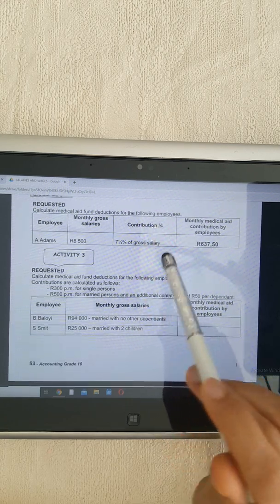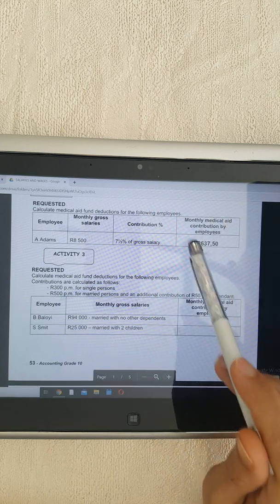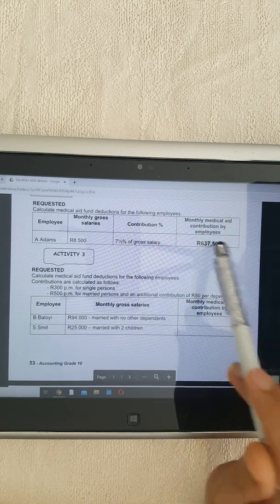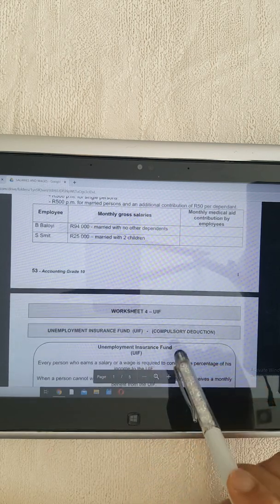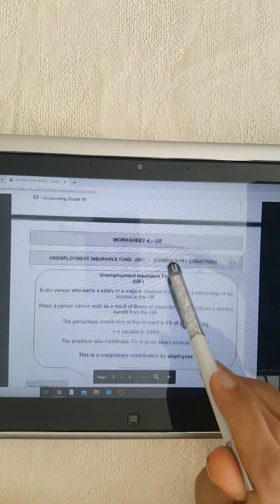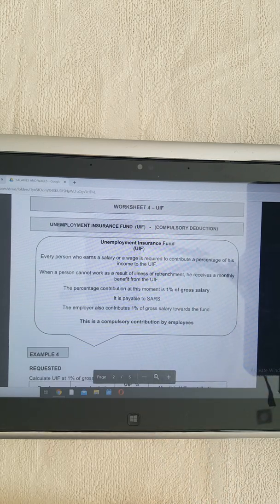So when you're working it out, they will give it to you in the question how to do it. All you need to know is that it's a contribution, it's a deduction that comes off your salary, and how to work it out, right? Now UIF, this one is very important. UIF is a compulsory deduction. That's very important to understand.